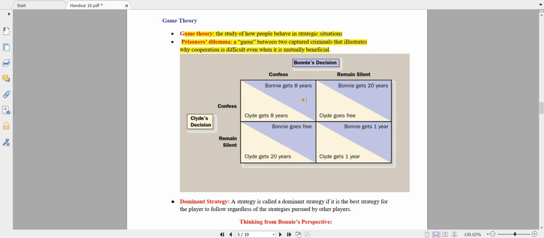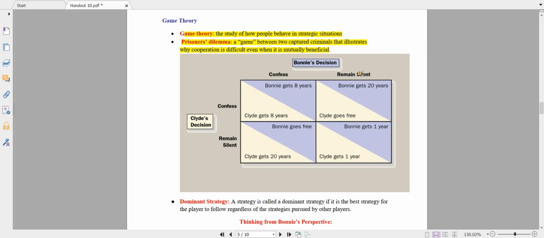Now, each box represents the payoffs. The first box here represents that if Bonnie confesses and Clyde confesses, in that case we are in this first box, Bonnie is going to get 8 years in prison and Clyde is going to get 8 years in prison.